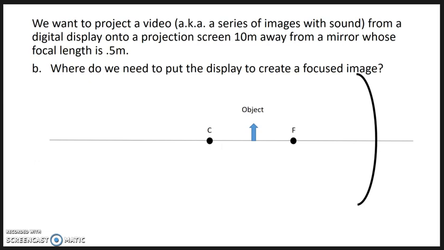Then for part B, where do we need to put this display to create a focused image? The way that this works with concave mirrors is it creates a real image only when the object is beyond the focal point here. And you can see our focal point right here represented by F, and the center of curvature of the mirror represented by C. And this is our concave mirror.